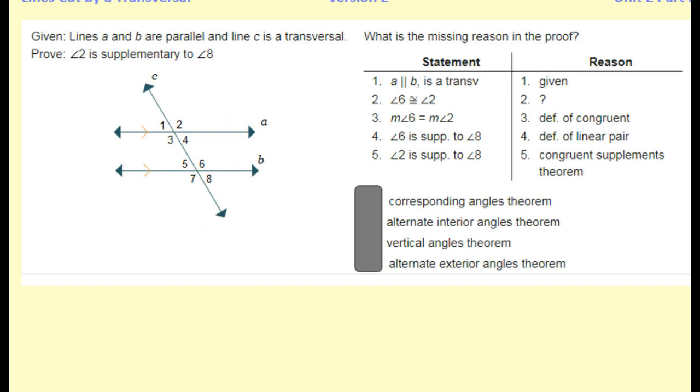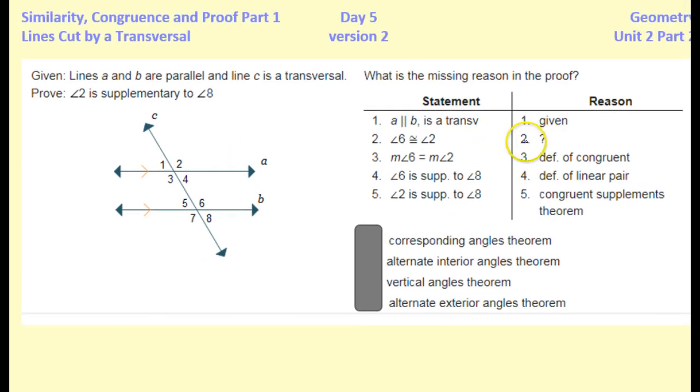Okay, the last problem is very similar. We have a proof and we're supposed to fill in one of the reasons. So we are given that we have two parallel lines cut by a transversal. And then suddenly they're saying angle 6 is congruent to angle 2. So here's angle 6 and here's angle 2. Well, why would they be congruent? They would be congruent because they are corresponding angles. See how they're both in the upper right hand position? They're corresponding angles. So that is the corresponding angles theorem. Okay, so that's going to be the answer right there.